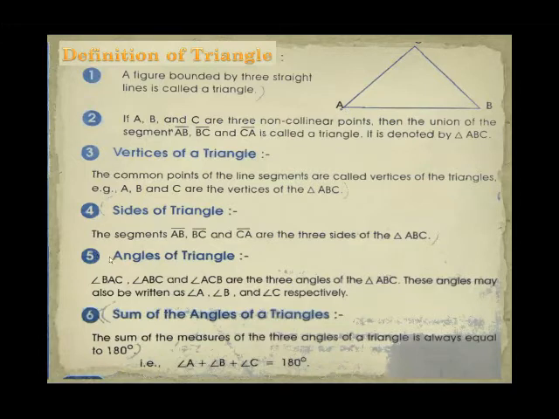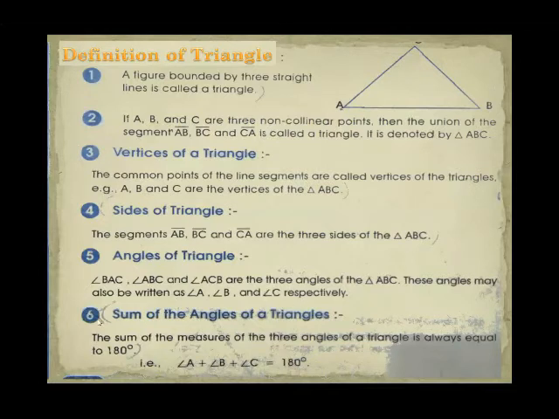Now the fifth thing is the angles of the triangle. The angles of the triangle are also written as angle ABC. It means from point B to point A and to point C. This is called angle BAC. The second angle is angle ABC. And the third angle is angle ACB. These are the 3 angles of triangle ABC. These angles may also be written as angle A, angle B, and angle C respectively.